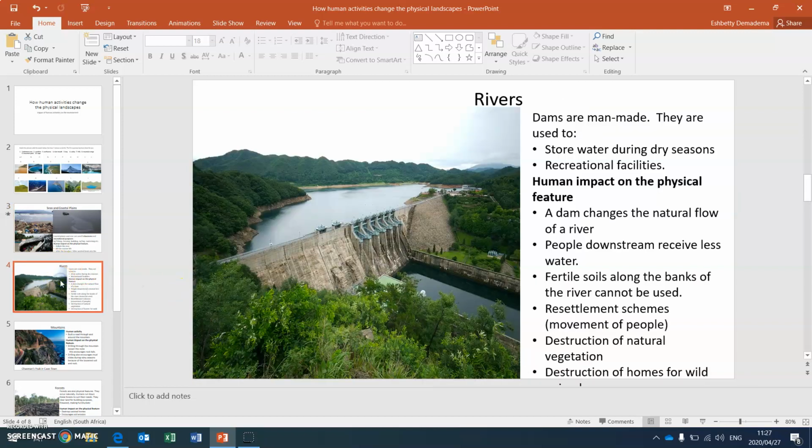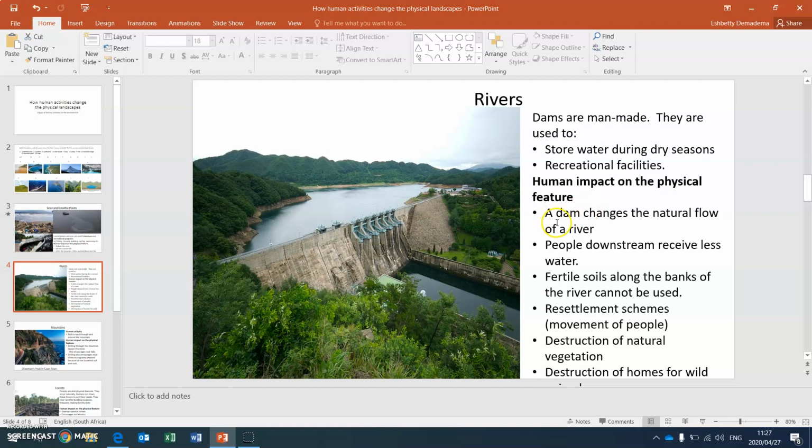Alright, so our next feature is the river. And we said that rivers are very important. They bring water to the sea, and we can have dams on our rivers. A dam is a man-made feature, and dams are used to store water during dry seasons, and they are also used for recreational purposes or as recreational facilities. So, how do humans have an impact on rivers?